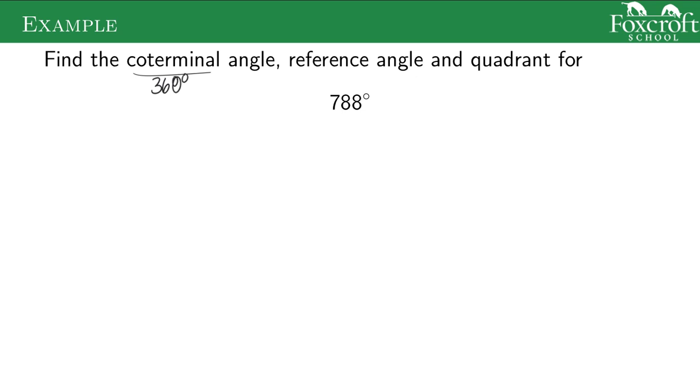So I'm going to do it with 788 by subtracting 360. That means that 788 is coterminal to 428. 428 is still not smaller than 360, so I'm going to do it again. 428 minus 360 is 68 degrees. So my coterminal angle is 68 degrees. This isn't much different than what we did in radians. We're just using the degree measurement 360 instead of the radian measurement 2 pi.